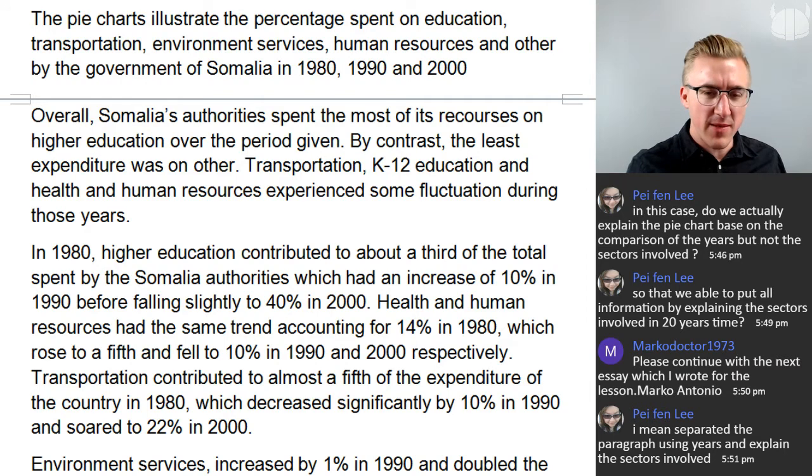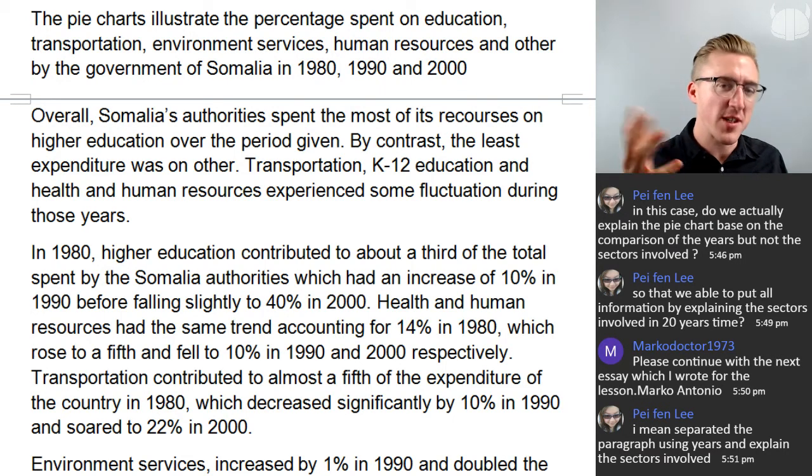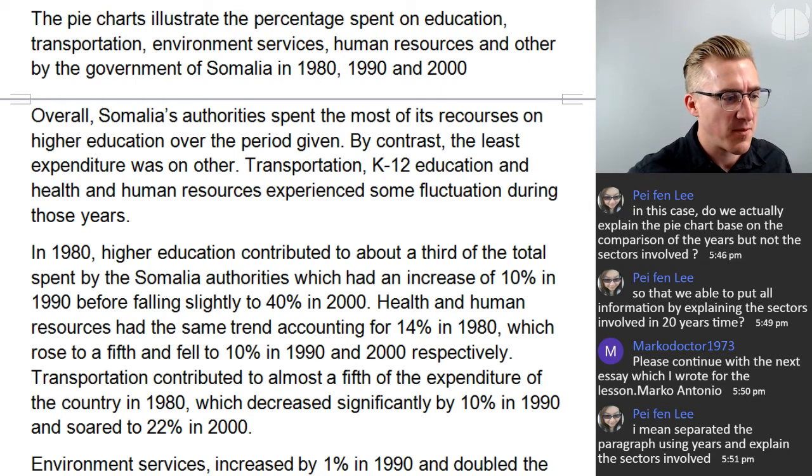Yeah, and keep in mind, there shouldn't be 3 paragraphs, 1980, 1990, 2000. No, it should be from 1980 to 1990 and from 1990 to 2000. 2 body paragraphs. And then, of course, a summary and an introduction.